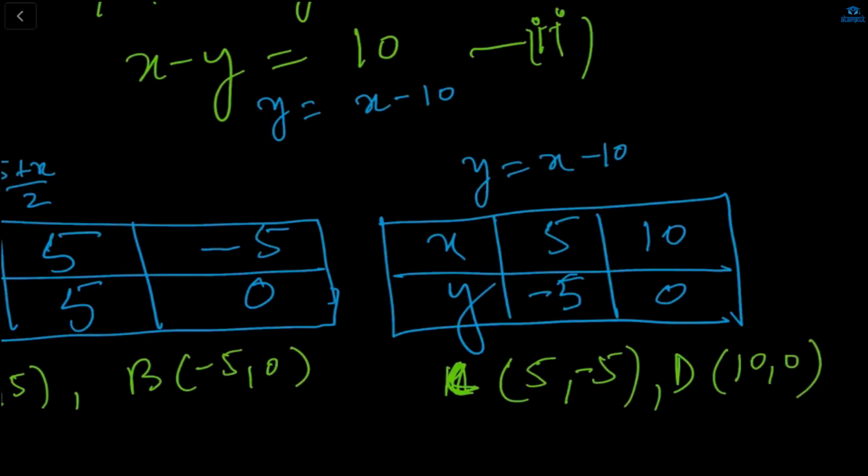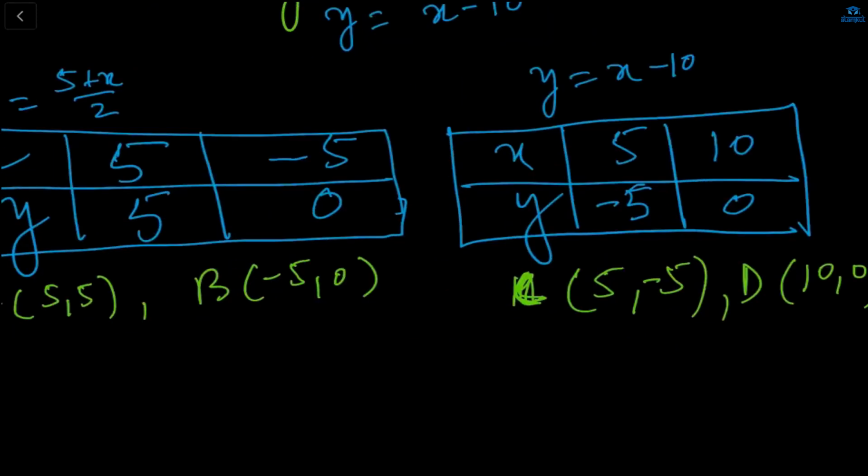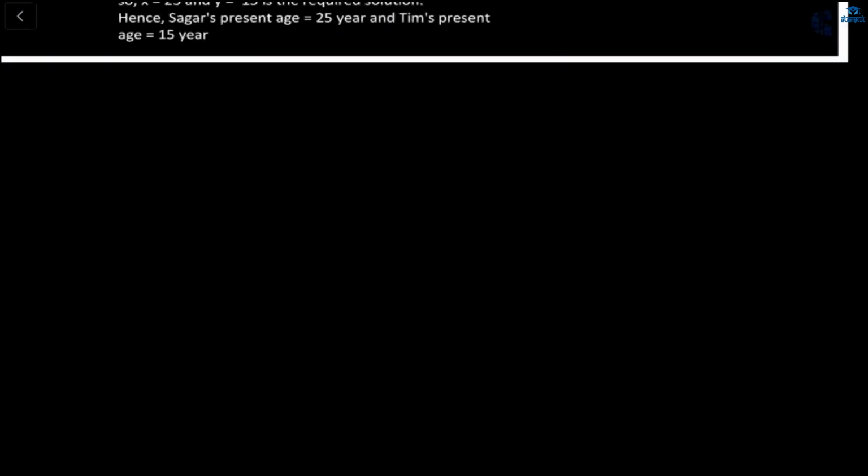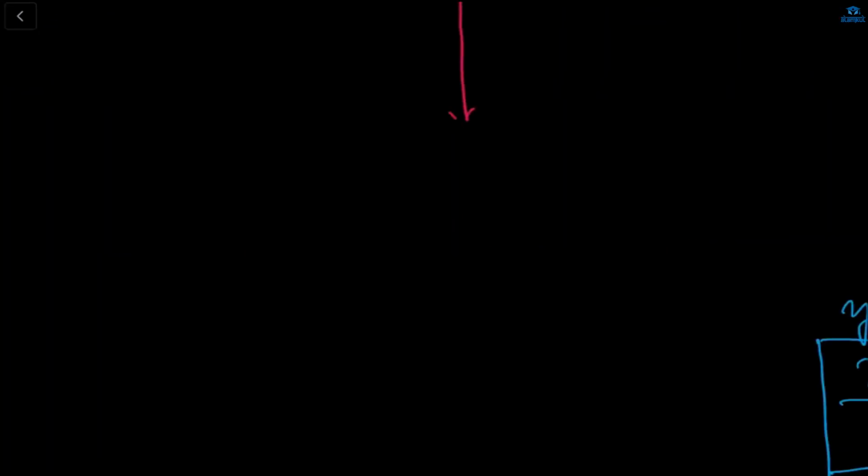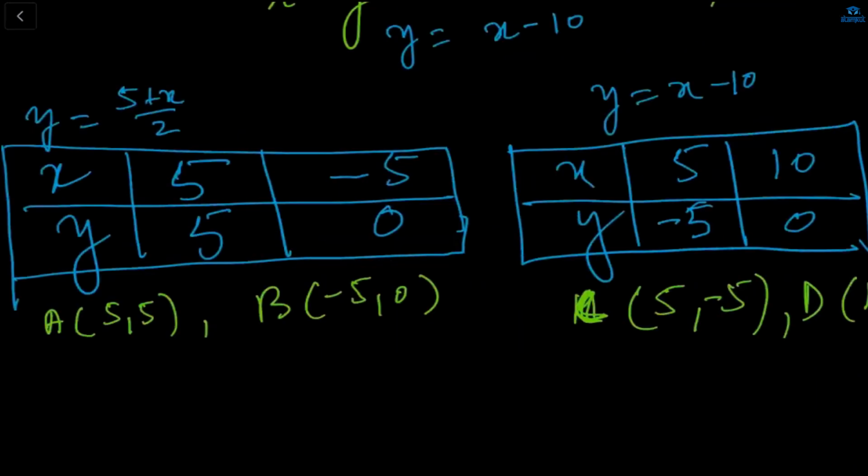Now you have to plot both sets of points on the graph paper, and then you will find the solution. When you extend the graph, you'll find the solution. Let us plot the points. Here you can see the values are 0, 5, 10.